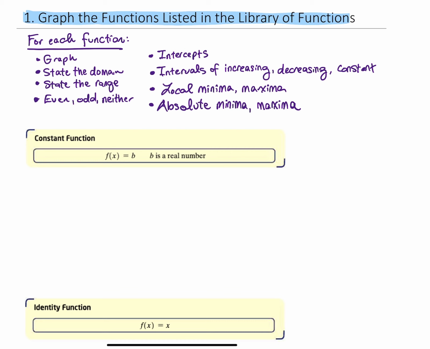Is it even or odd? Well, we can see it has symmetry about the y-axis. Another way to think about it is if we did f of negative x, the input doesn't really matter, so we can say f of negative x equals f of x. It'll always be the same value.